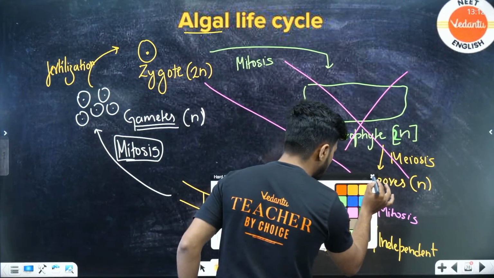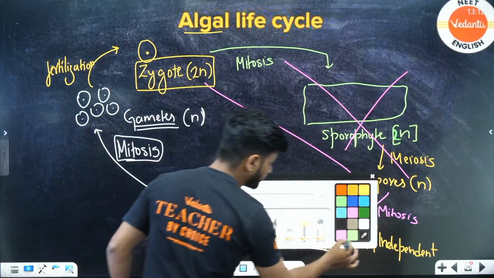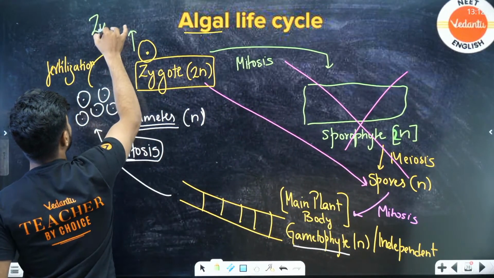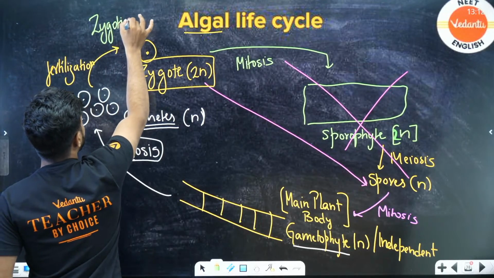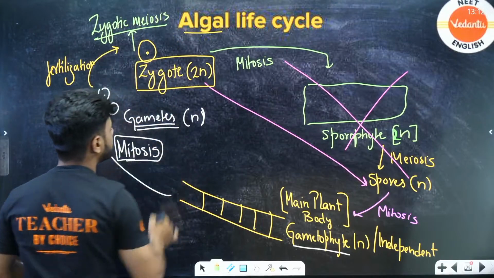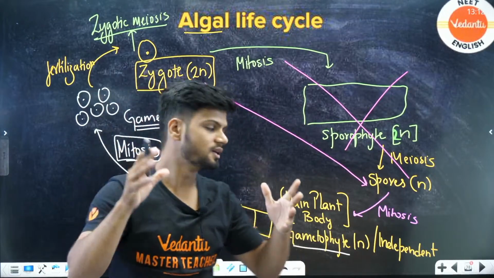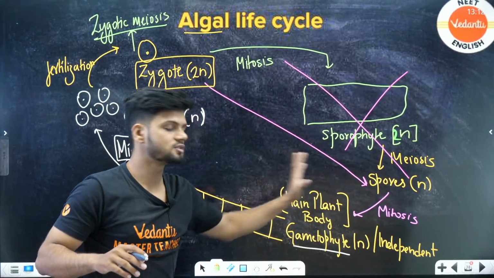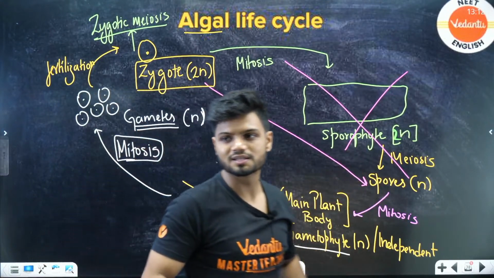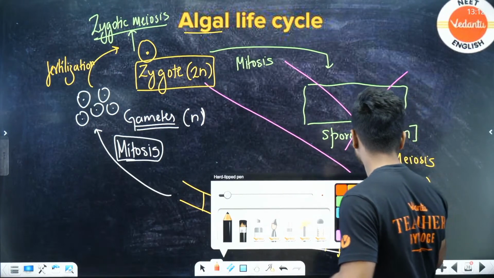So your entire zygote can undergo meiosis. If you open your NCERT, it's written, a very important point, that this zygote can undergo something called zygotic meiosis. During the formation of the zygote, the zygote undergoes meiosis and directly produces the spores. That is called zygotic meiosis. This is the most important point.